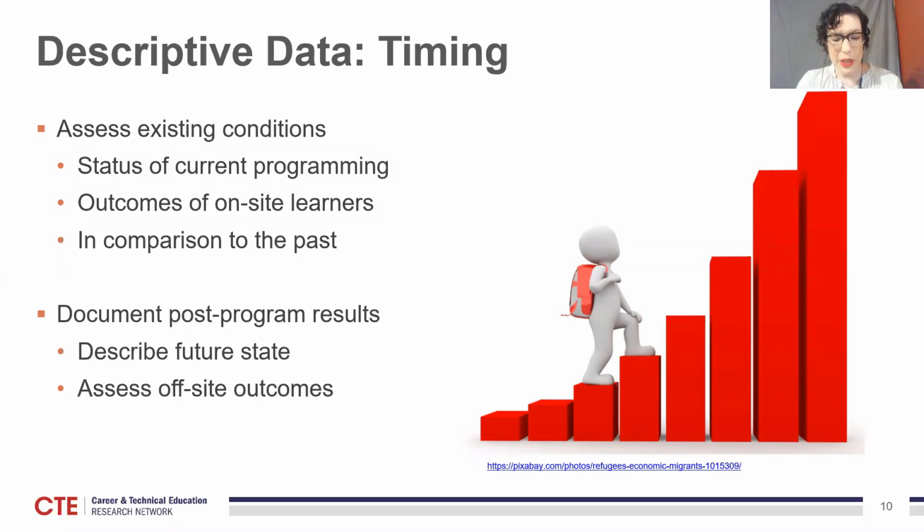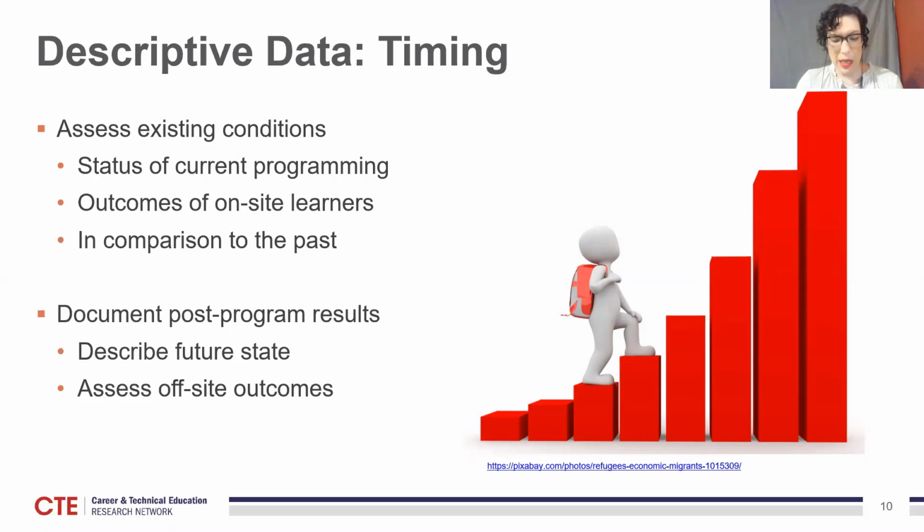Descriptive data are often used in education to provide information on existing conditions within a state, a district, or a college. Within CTE, this would be expressed in terms of the status of current programming or the outcomes of learners enrolled on site. Simply put, educators use descriptive data to assess how well they are serving students, now and relative to those previously enrolled based on an examination of trend data.